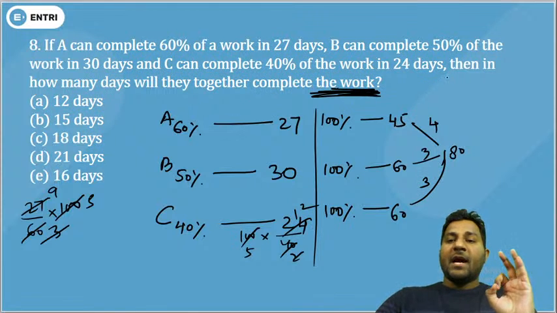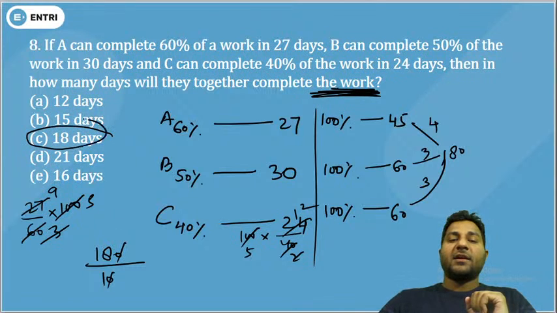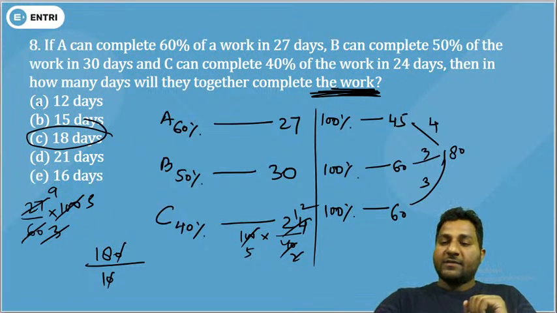Alright. Now, in how many days will they together complete the work? So together their efficiency will become 10. That means 18 days. Clear answer. Yes. Very good. That's the spirit.